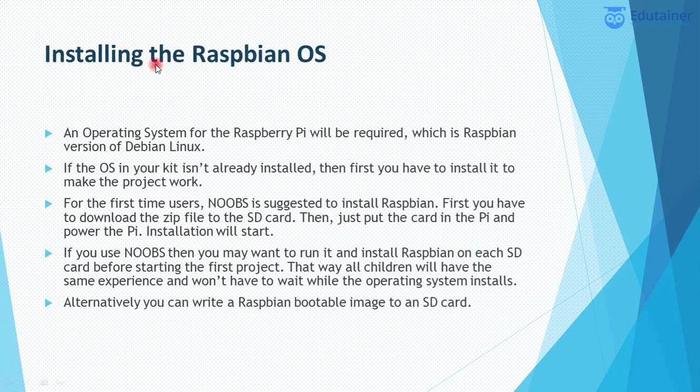Now, let's talk about installing the Raspbian OS. OS stands for Operating System, and Raspberry Pi works on the operating system Debian Linux. If OS is not installed in your kit, then you have to install it. You can either choose NOOBS or Raspbian. For details, you can read it in the presentation.